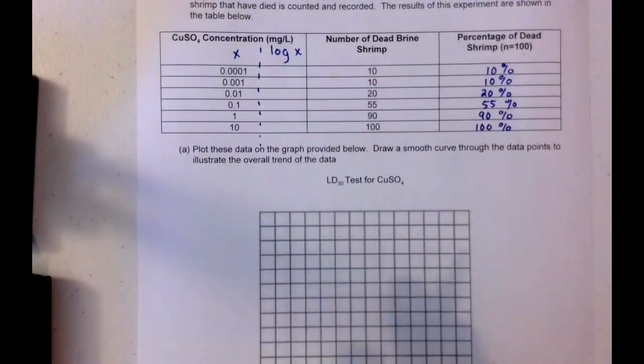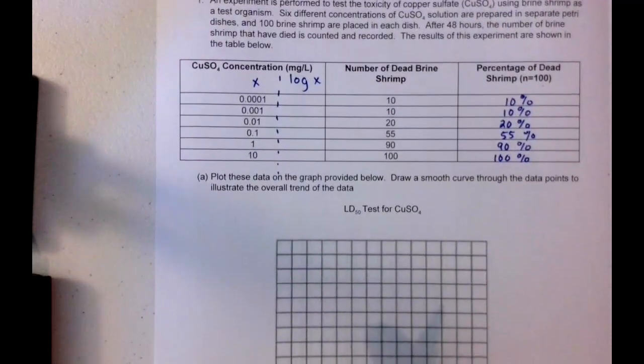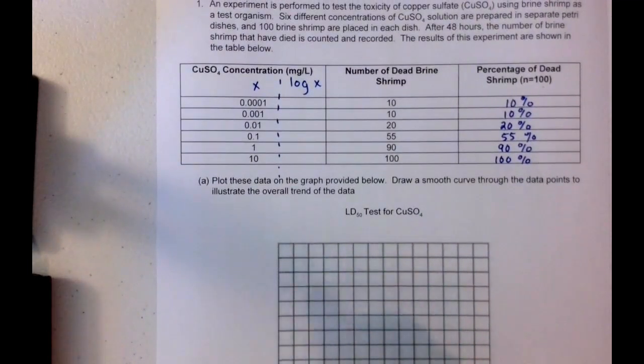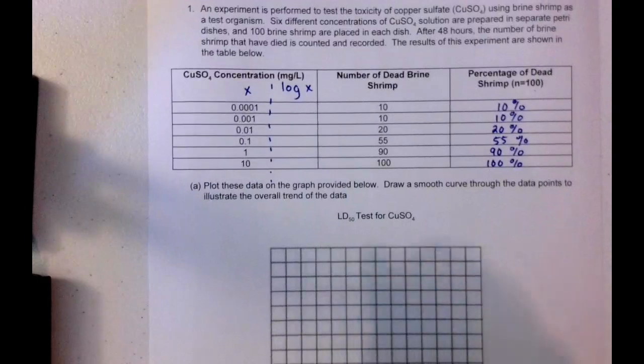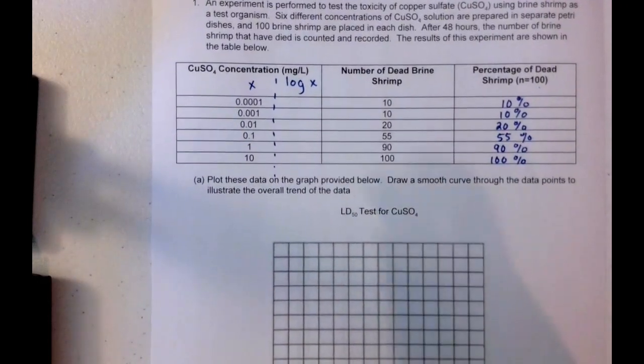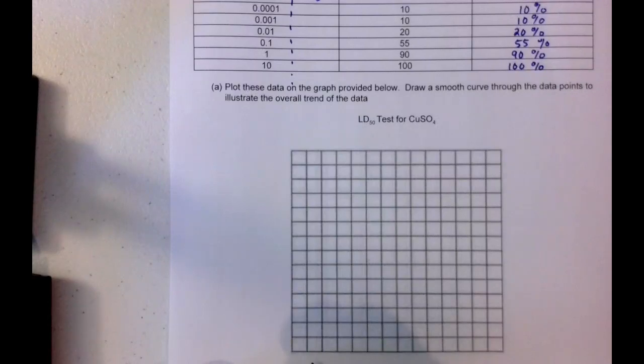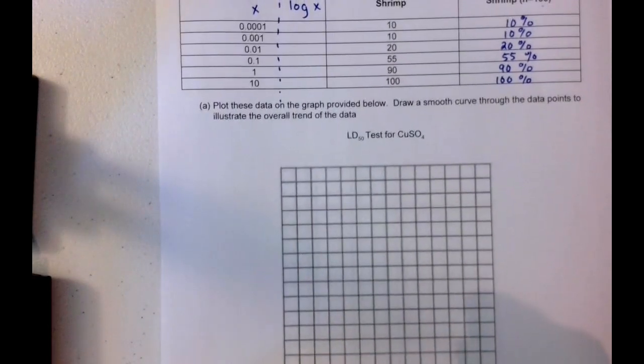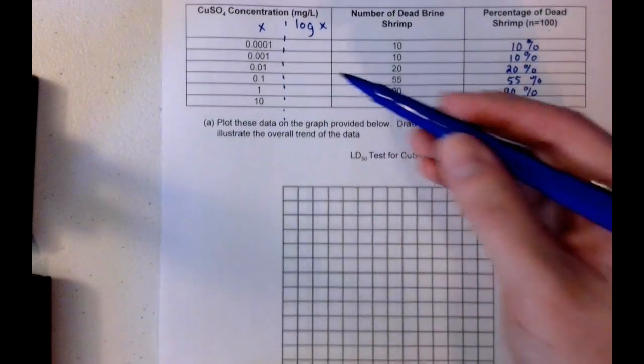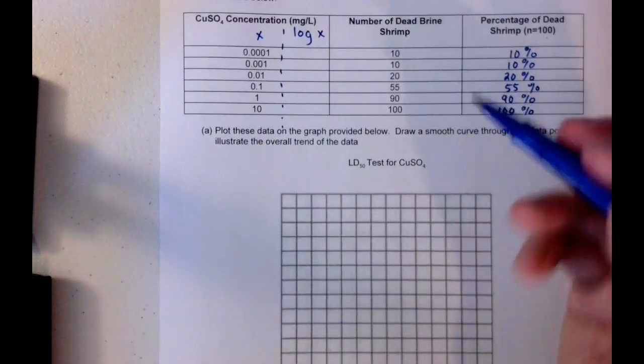And the reason that I'm doing this, I know some of you may be wondering what the heck I'm doing. If I was going to do this and get the straight S-shaped curve here, I would be going from 0.0001 all the way up to 10, which seems like a lot. So if I do log of the concentration, that's going to make it a lot easier.